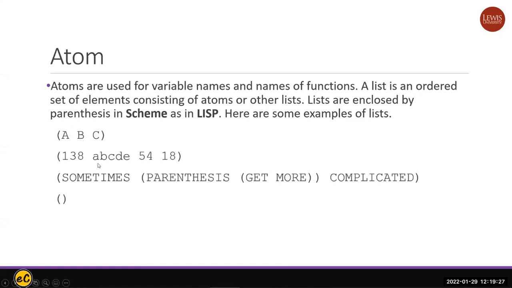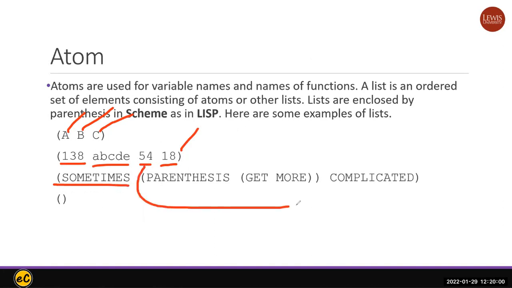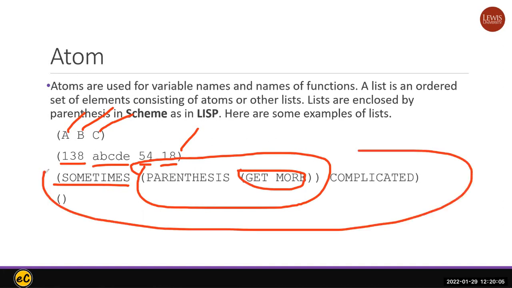A, B, C, and these are all Scheme, we call it atom. Each one of the elements we call it atom. So atoms are used for variable name and the name of the function. And this is an ordered set of elements consisting of atoms and other lists. So A is an atom, B is an atom, C is an atom, 54, 18, they are atoms. And with the parentheses, we call it a list. This one is an atom, and this one is a list, but the whole thing is still a list.